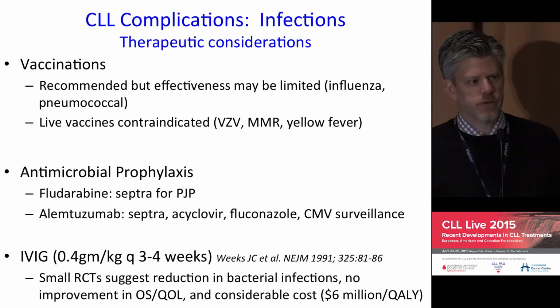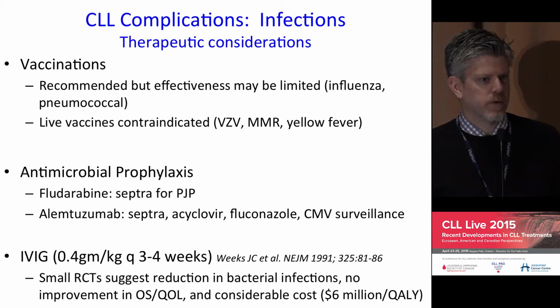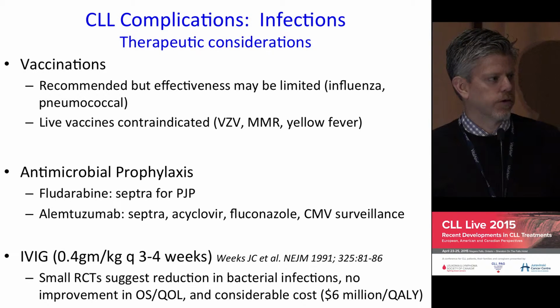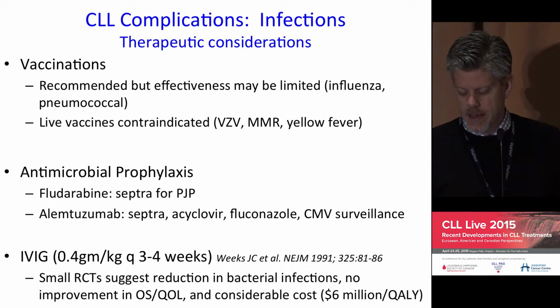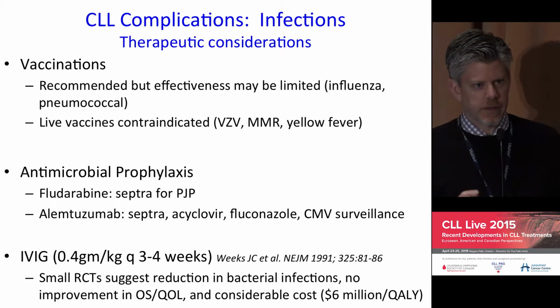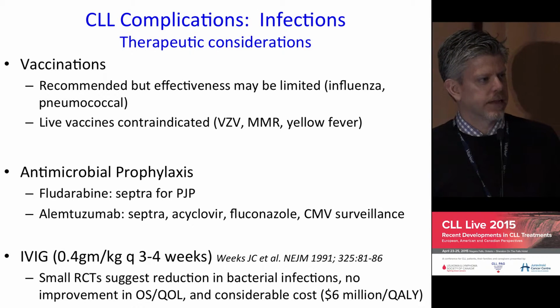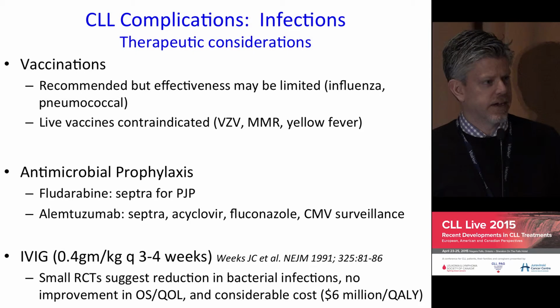In certain situations, we do recommend prophylaxis. That's often in the setting of therapy, where there may be particularly high risks of specific infections, and so we will recommend antiviral or antibacterial prophylaxis, or prophylaxis for a particular type of pneumonia called PJP. And the other thing that at times comes up in the clinic is the potential to improve immunity passively by transfusing a blood product called IVIG.